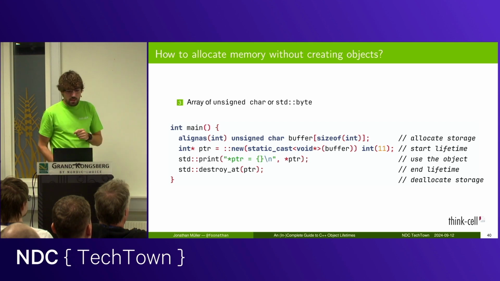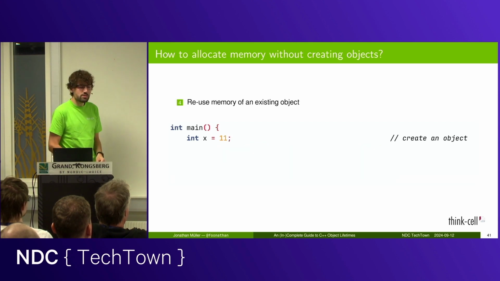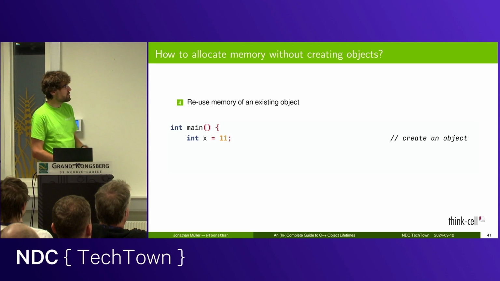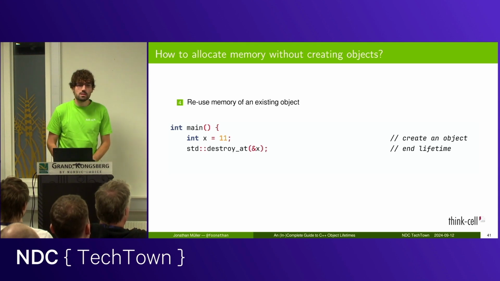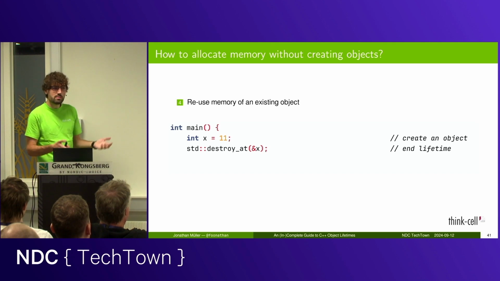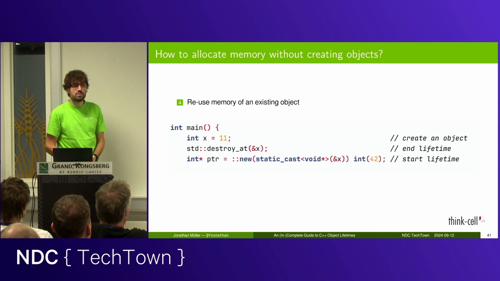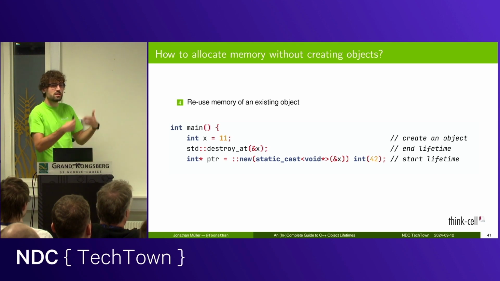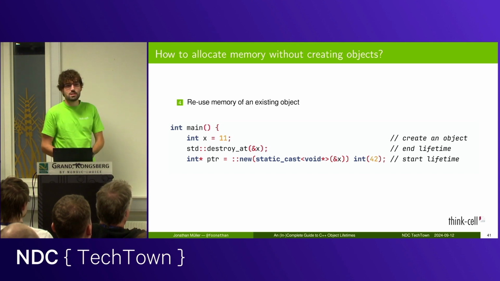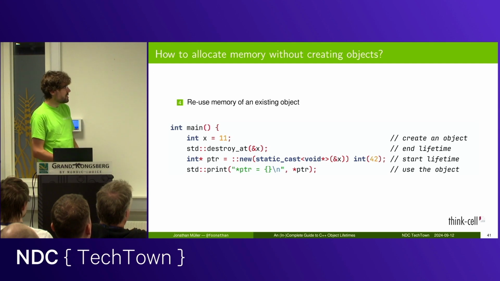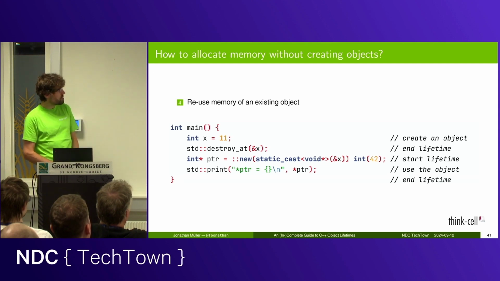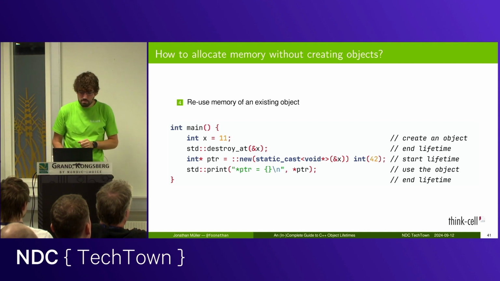More interesting is this case. We can reuse the memory of an existing object. So we've got our int, allocated the storage, started the lifetime. We then destroy it. So now we've ended the lifetime of our int object, but we still have storage. And in the storage, we can create a new object, also an int, with a different value. We start an entirely new object that just happens to live at the same storage as our original one. We can then use that freely, and then something interesting happens at the closing brace, because we end the lifetime of which object exactly, the original x or the second one? We will get back to that later on.